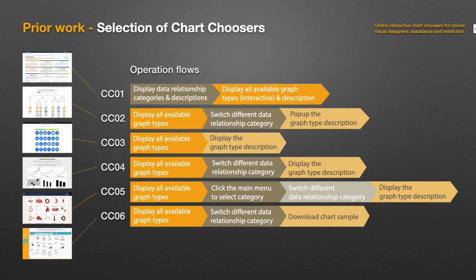We can see that most of the process is to display all available graph types, then switch different data relationship categories, and the last is to display the graph type description. The CC01 is different from others. It shows data relationship categories first, and then displays available graph types. How does this affect users?